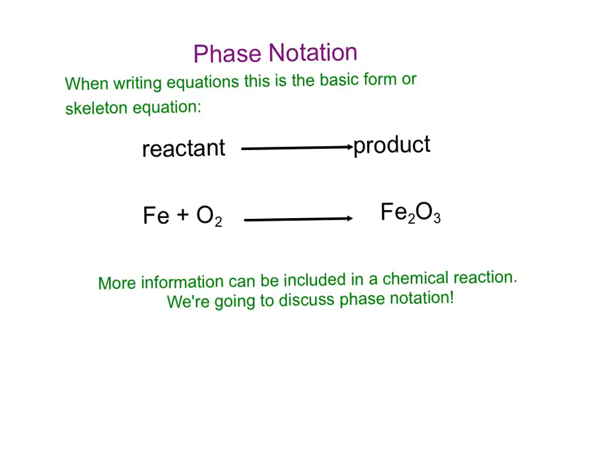So this is the Chem 1 lesson over solubility. So using solubility rules, figuring out whether things are soluble or insoluble. So first we've got to cover phase notation.